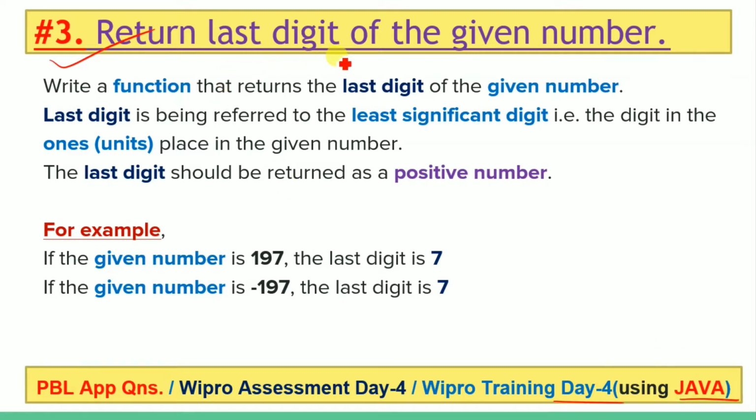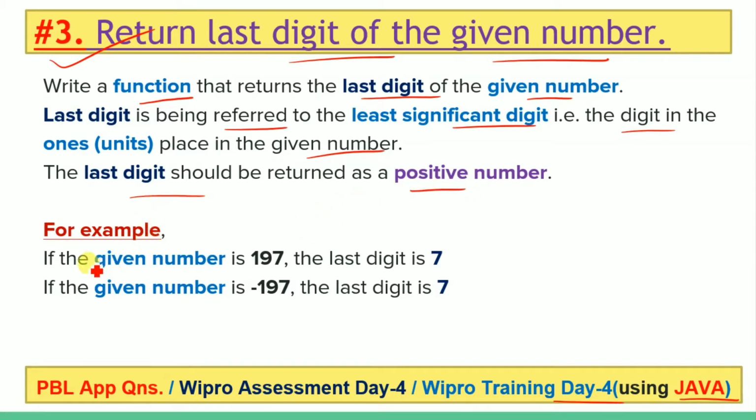So, the question is return the last digit of the given number. Here we have to write a function that will find the last digit of the number, and we know that the last digit refers to the least significant digit, that is the digit in the units place in the given number, and the last digit should be written as a positive number.